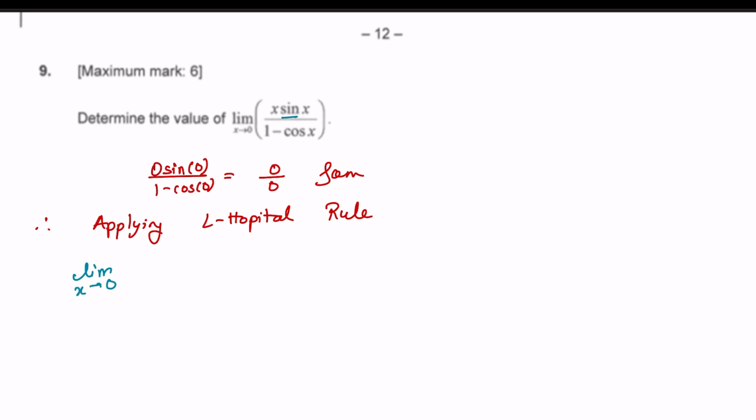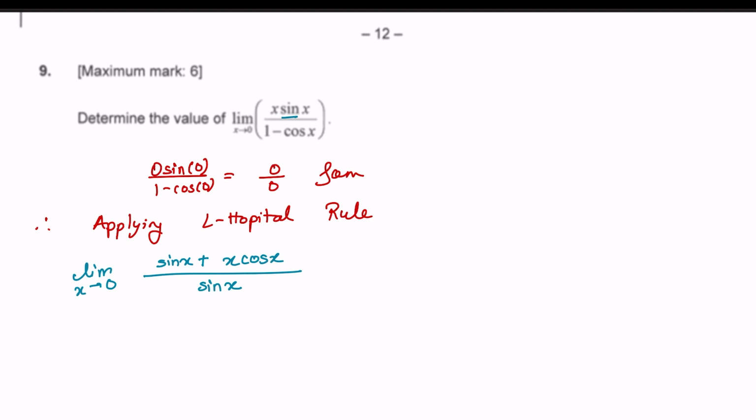I'll first differentiate the denominator. Differentiation of x sin x: first you have to apply the product rule. First differentiate x, keep sin x constant. Differentiation of x is 1. Then keep x constant, differentiate sin x, which gives me x cos x. And differentiation of 1 minus cos x is negative of negative sin x, which becomes positive sin x.